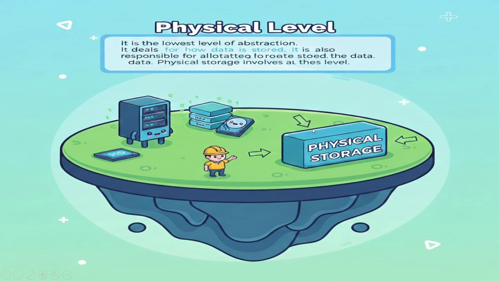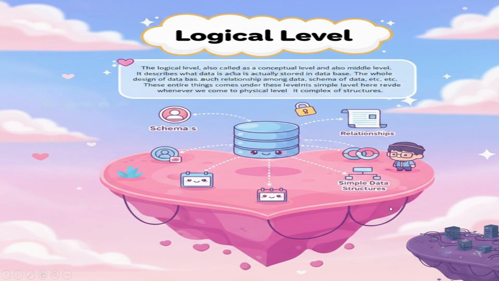So next is the physical level. The physical level is the lowest level of data abstraction. It deals with how the data is to be stored in the database. It is also responsible for allocating space to the data. Physical storage is involved at this level.